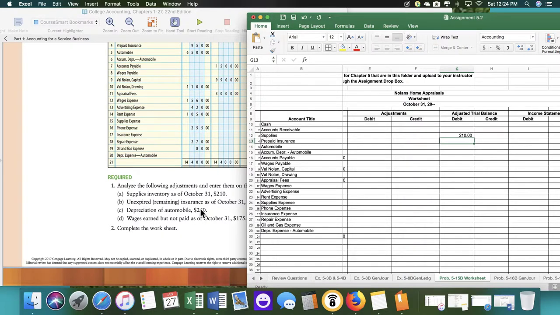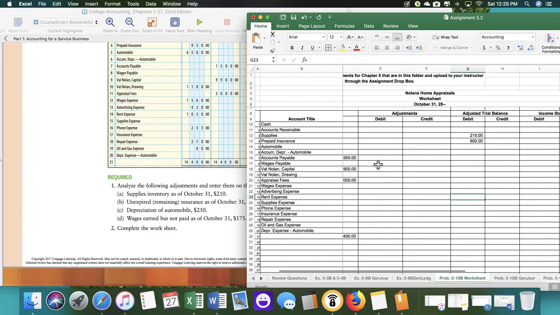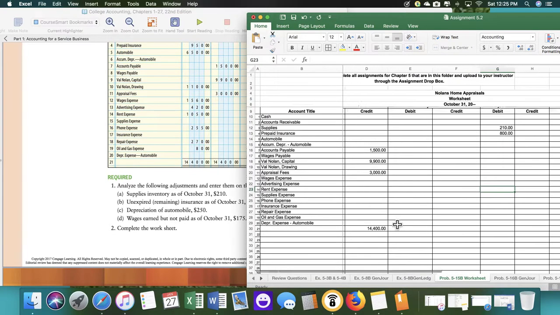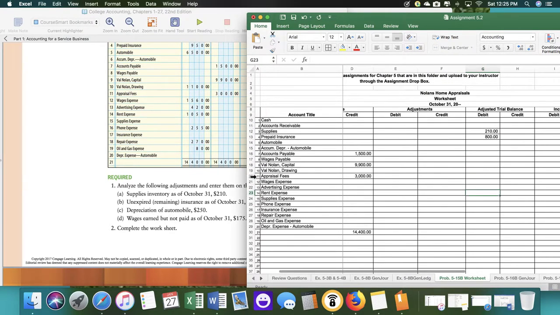Remaining insurance as of October 31st is $800. Again, that is telling us the amount we have left. So it's going in the adjusted trial balance. Depreciation of automobile is $250. That is how much we have used up. So that is going into the depreciation accounts.